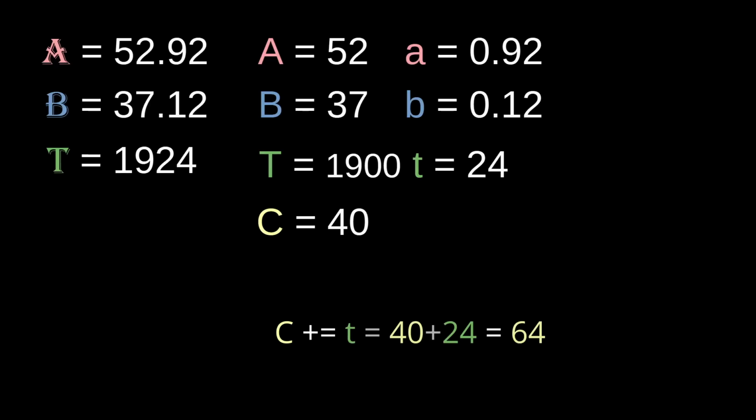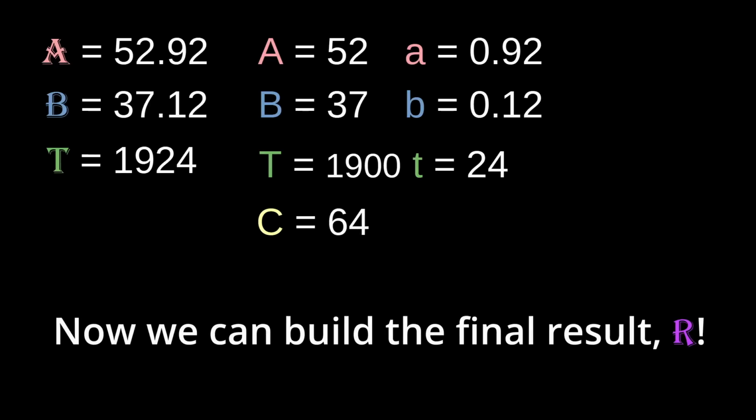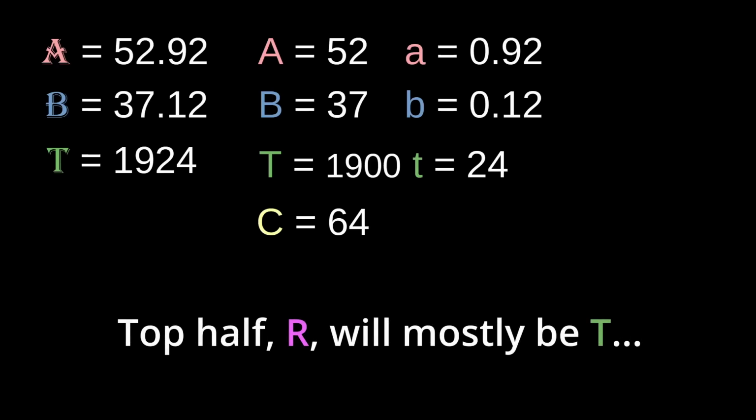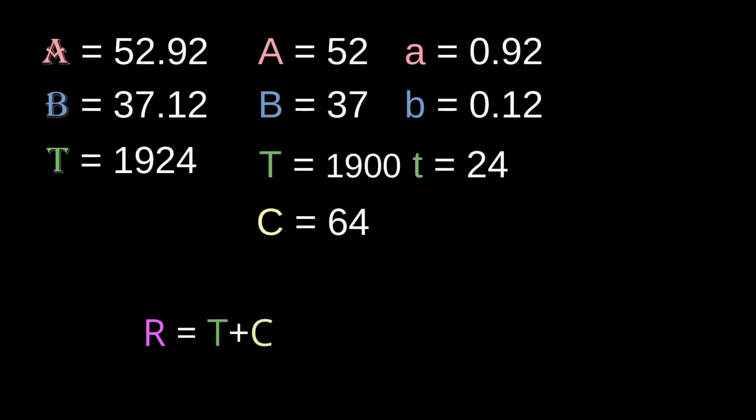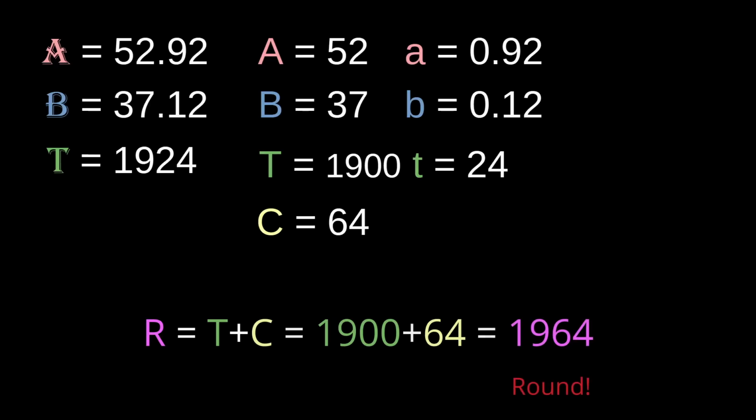Okay, good. Now we can start building the actual final result. Our capital R will be the upper half of our final result. And capital R is whatever the top half of T is. So we've got 1900 in this example. But there might be some little part of C that overflows into that. And we've got capital R equals capital T plus C. Just allow any of that overflow to happen. Capital R equals 1900 plus 64, which gives us 1964. And after rounding, you'll find that that actually goes up to 2000.